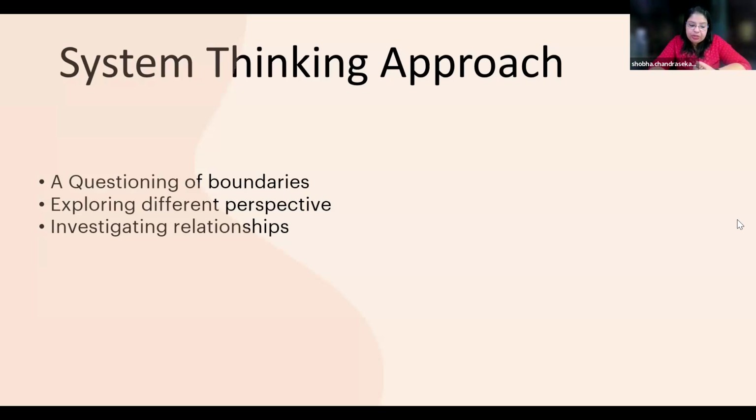Investigating relationships is also a critical part of this approach. Systems thinking places emphasis on the relationships and interactions between different parts of the system. In training evaluation, this means looking at how various factors like design, delivery, engagement, and workplace application are all interrelated, how they are interrelated and how they influence the outcome. So that is investigating relationships.